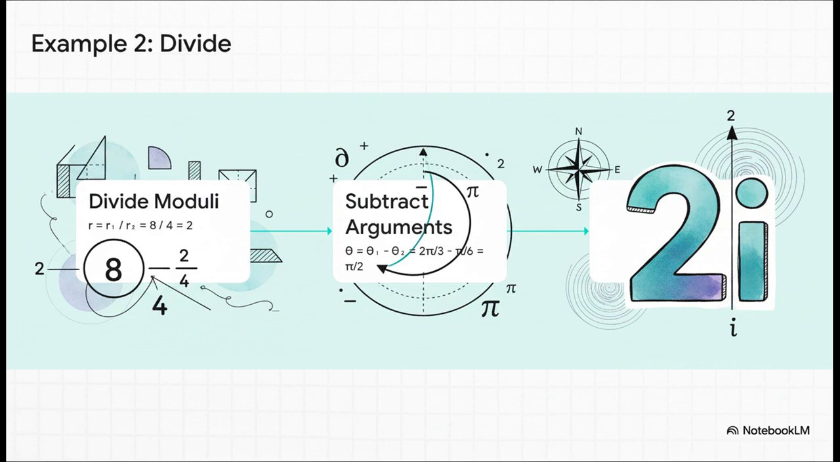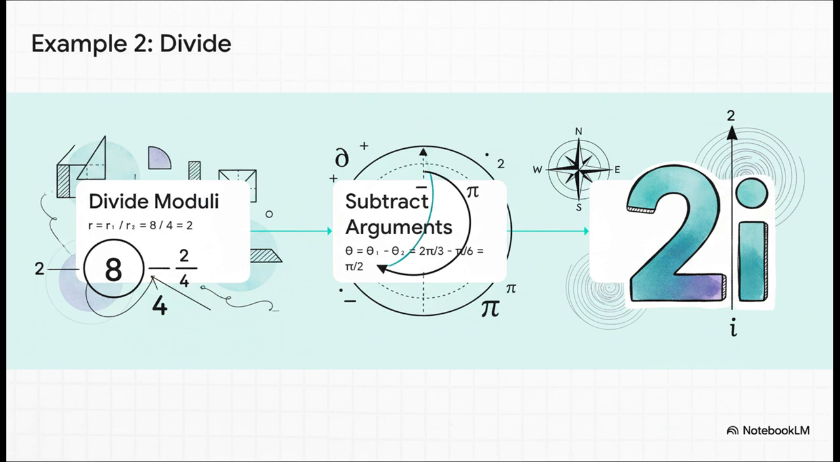We've got 8 cis of 2 pi over 3 divided by 4 cis of pi over 6. The rule says divide moduli, subtract arguments. So 8 divided by 4 is 2. Easy. Now for the angles. 2 pi over 3 minus pi over 6 gives us pi over 2. So the answer is 2 cis of pi over 2.